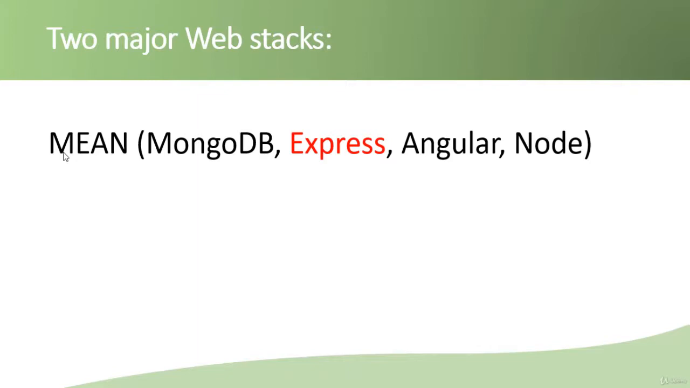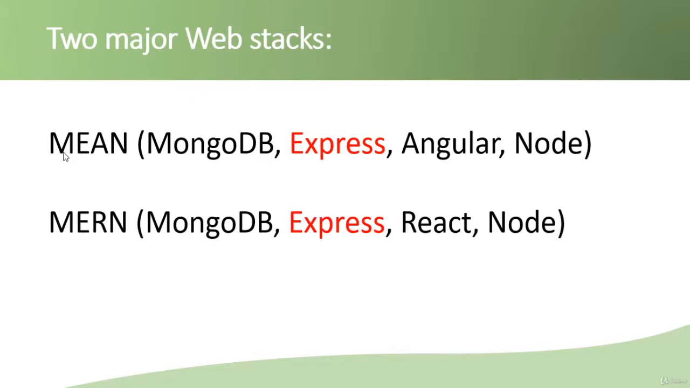Next, there are two major web stacks that many companies use, and Express is present in both of these stacks. The first stack is MEAN. So MEAN stands for M, MongoDB, E, Express, A, Angular, and N for Node. So this is one of the most popular web development stacks that you will find in many companies. Okay, so Express is present in this stack.